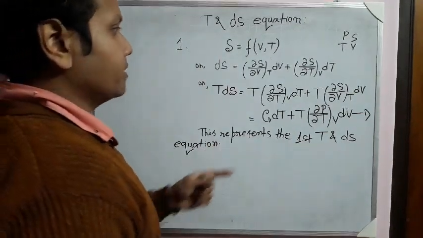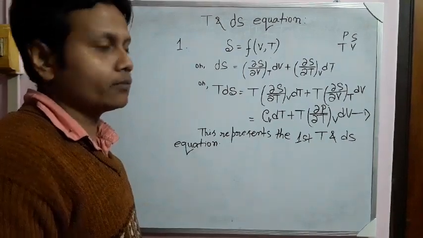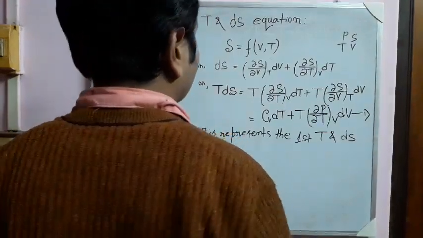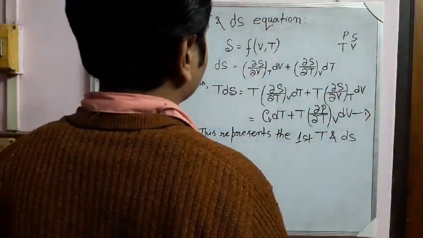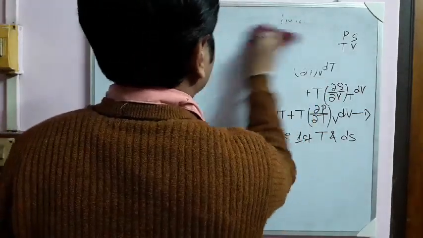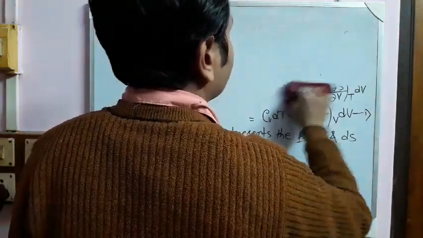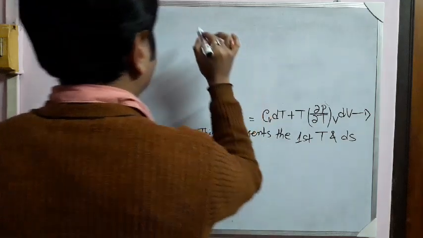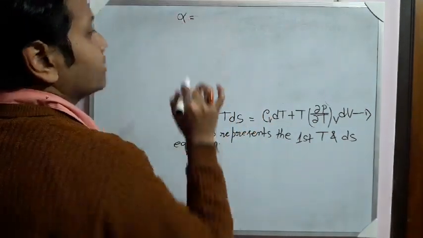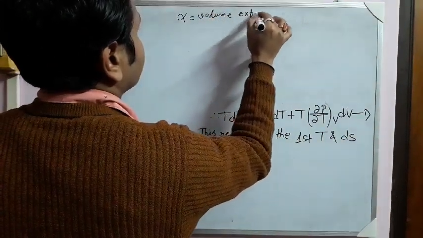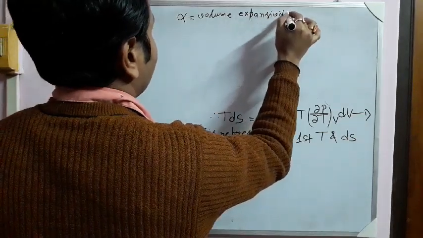Now this equation can be expressed in another form, so we have to do it. What is the other form of the first T dS equation? I don't erase this because I need it. Now we all know what alpha is. Alpha is the volume expansion coefficient, the volume expansivity.